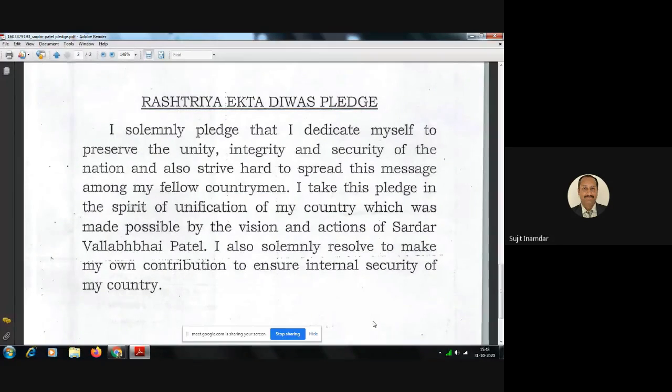Thank you. So this is the pledge we have all taken on the occasion of the birth anniversary of Sardar Vallabhbhai Patel. And now you can put your attendance in the chat box and you can leave. Thank you.